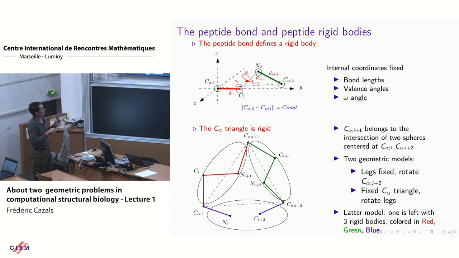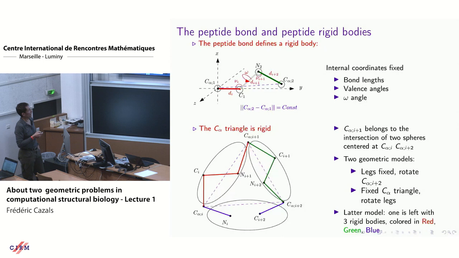For example, you may say, okay, I'm putting C alpha 1, C 1, and N 2 in a plane, whatever it is. And then because this angle is fixed and this distance is fixed, I have only one position for C alpha 2. So this is a rigid body. And in particular, it means that the distance between the C alpha carbons is fixed also. So these are constraints which come from the chemistry.